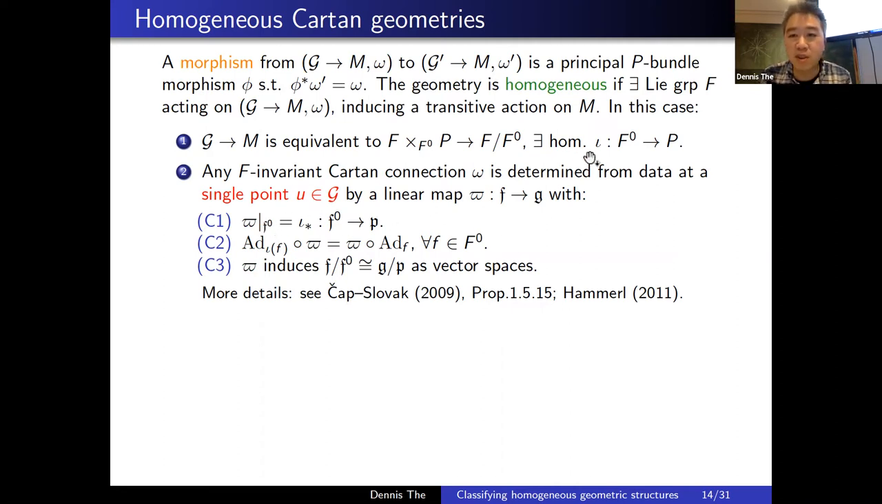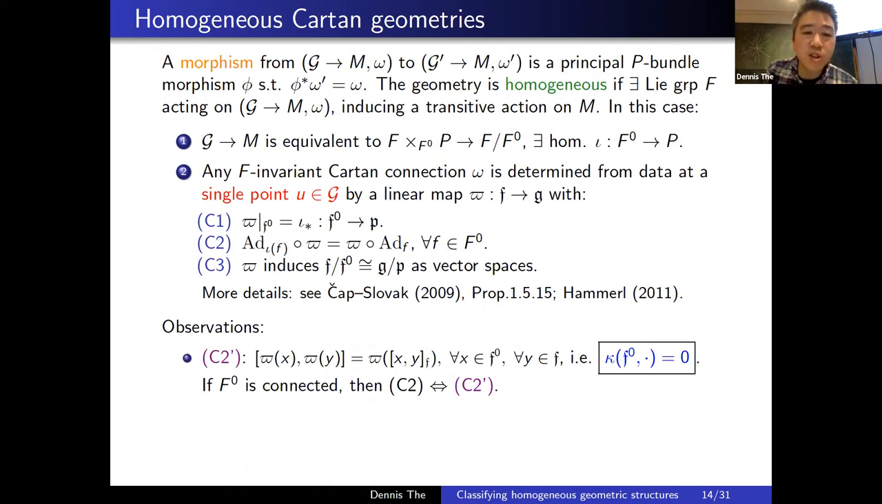One is compatibility with this homomorphism here. So on the isotropy part, F0, it's just the differential. Second condition is you have an equivariancy condition. Not surprising. And third condition is a transitivity condition. So omega varpi induces a linear isomorphism of F over F0 to G mod P. So for details, I'll refer you to these references here. This is quite standard.